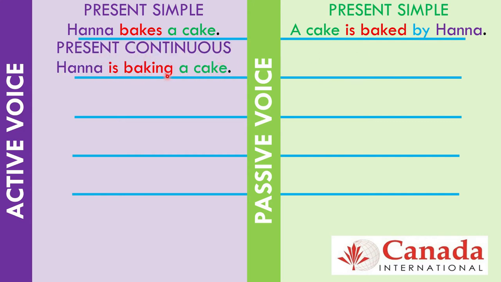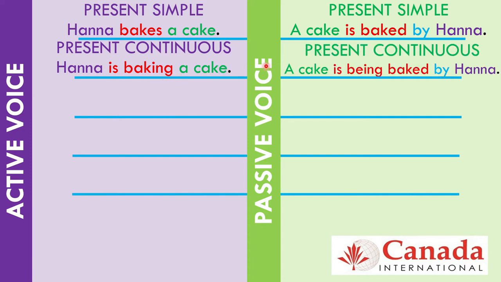Next, present continuous, active voice. Hannah is baking a cake. Let's see that in passive voice. A cake is being baked by Hannah. Is being is the present continuous of the verb to be. Baked would be the past participle of the main verb, by the person, by Hannah.